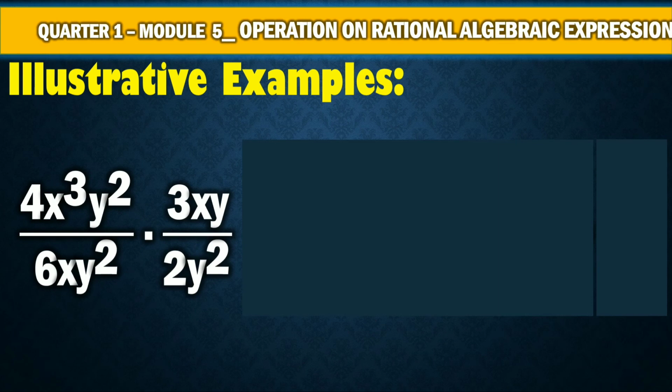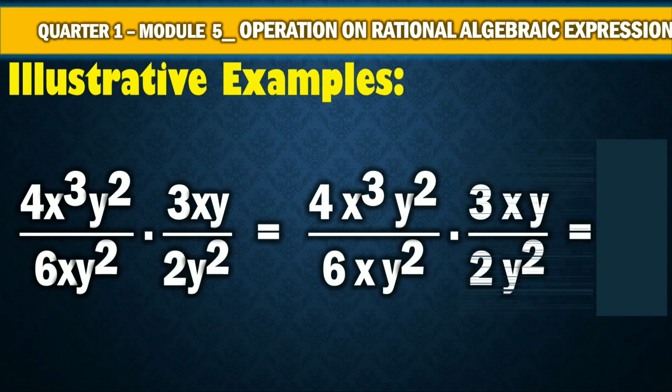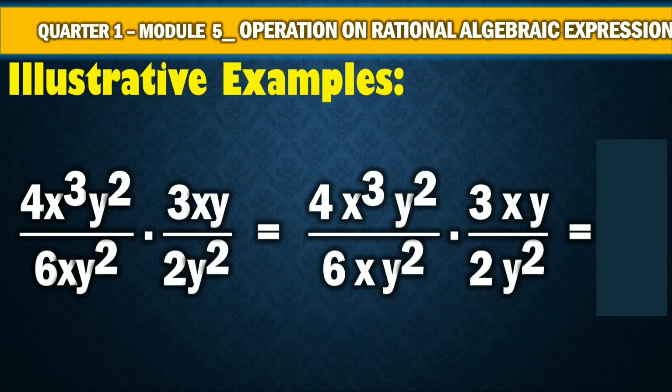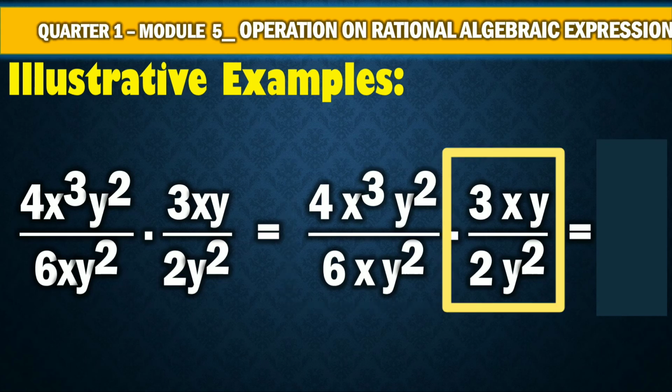Number 1, illustrative examples. 4x cubed y squared over 6xy squared times 3xy over 2y squared. To solve this, simplify muna natin yung expressions natin. Magpa-partner tayo dito, numerator and then denominator. Pwede natin i-simplify si 4x cubed y squared over 6xy squared and then si 3xy over 2y squared. Sila yung mga magpa-partner, yung first expression natin and then yung second expression.